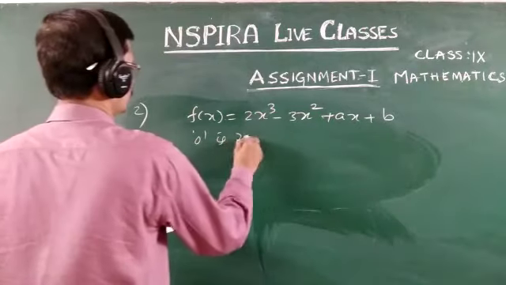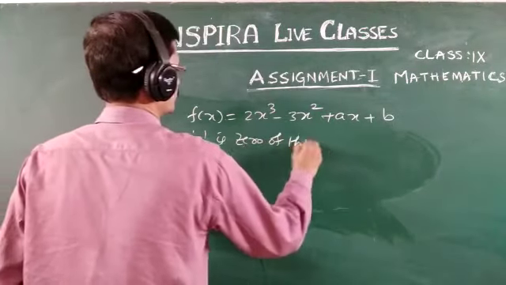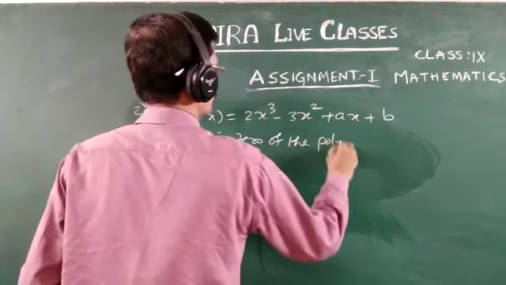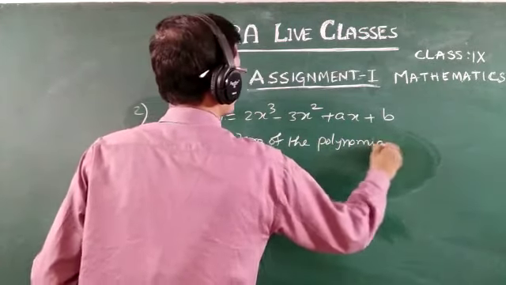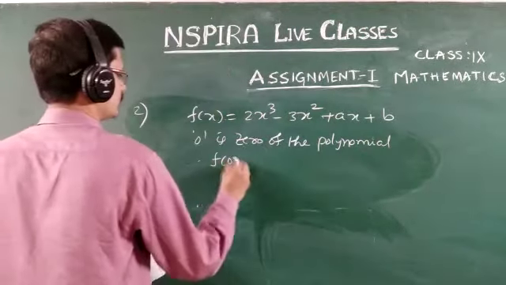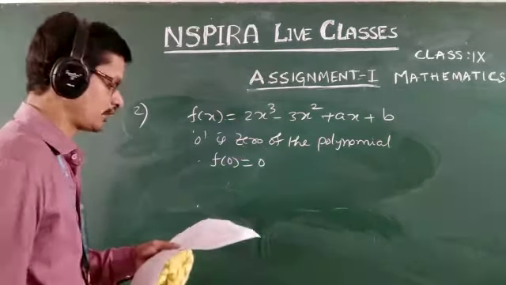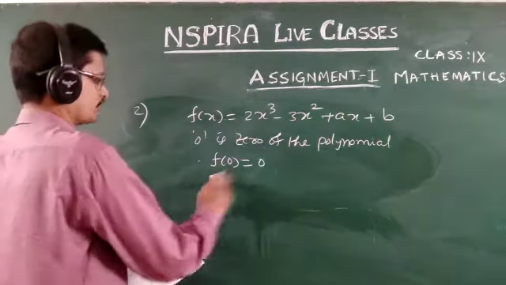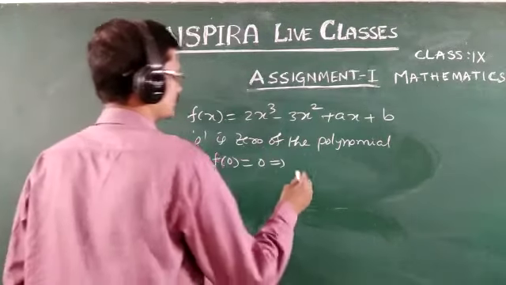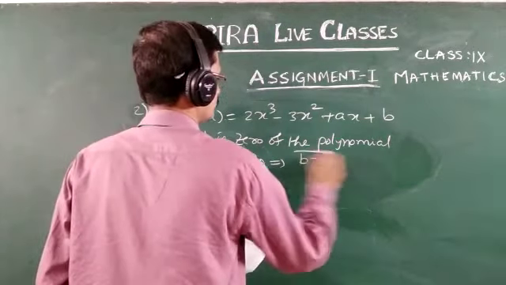0 is 0 of the polynomial. Therefore, f of 0 is equal to 0. 0 and 1 are the zeros of the polynomial, so f of 0 is equal to 0. Substitute x equals 0. So, b is equal to 0.